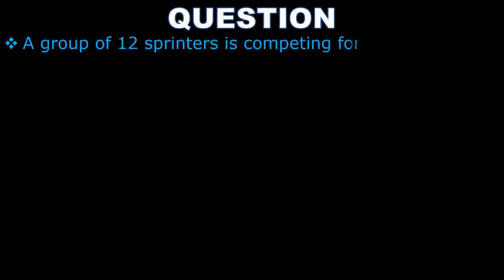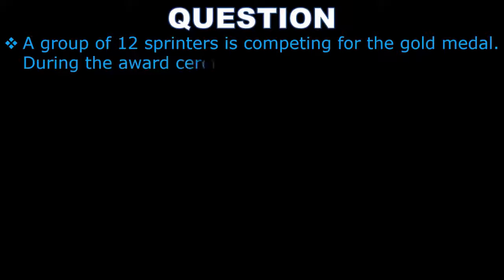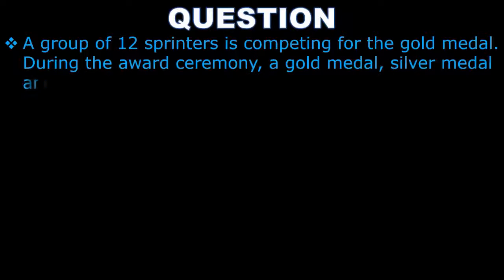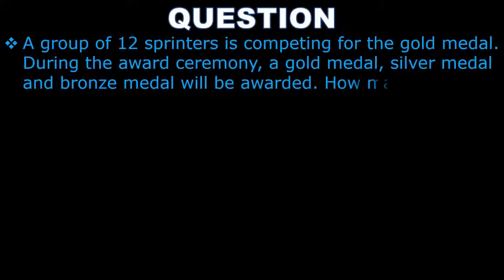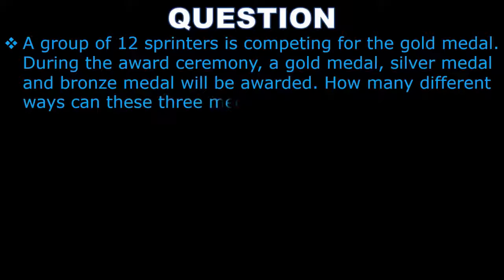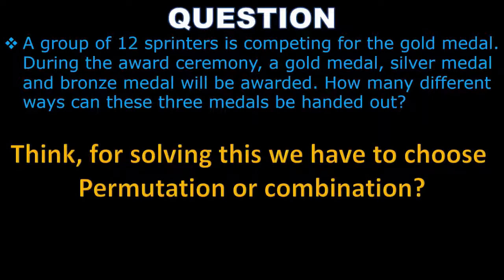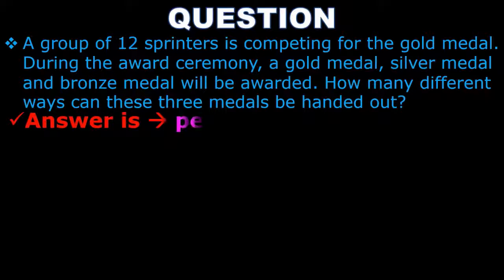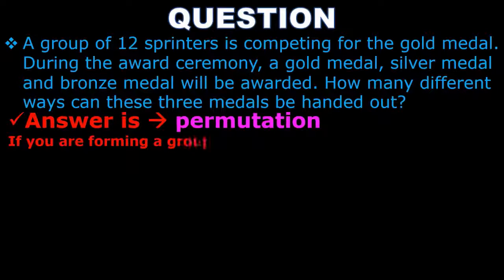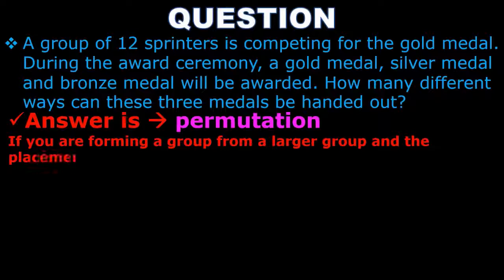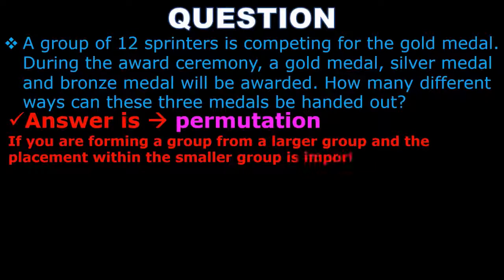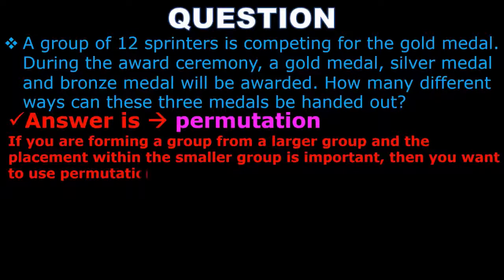Next question. A group of 12 sprinters is competing for the gold medal. During the award ceremony, a gold medal, silver medal, and bronze medal will be awarded. How many different ways can these 3 medals be handed out? Think, for solving this, we have to choose permutation or combination. The answer is permutation. If you are forming a group from a larger group, and the placement within the smaller group is important, then you want to use permutations.